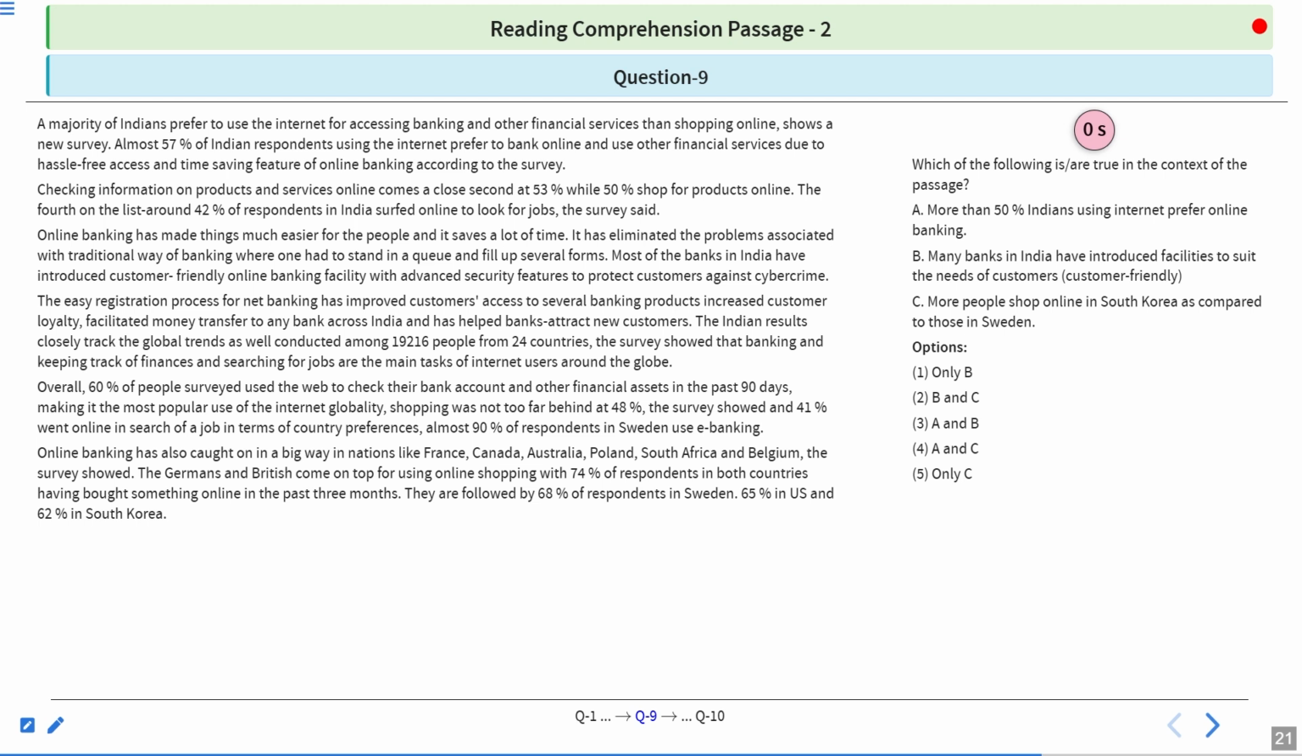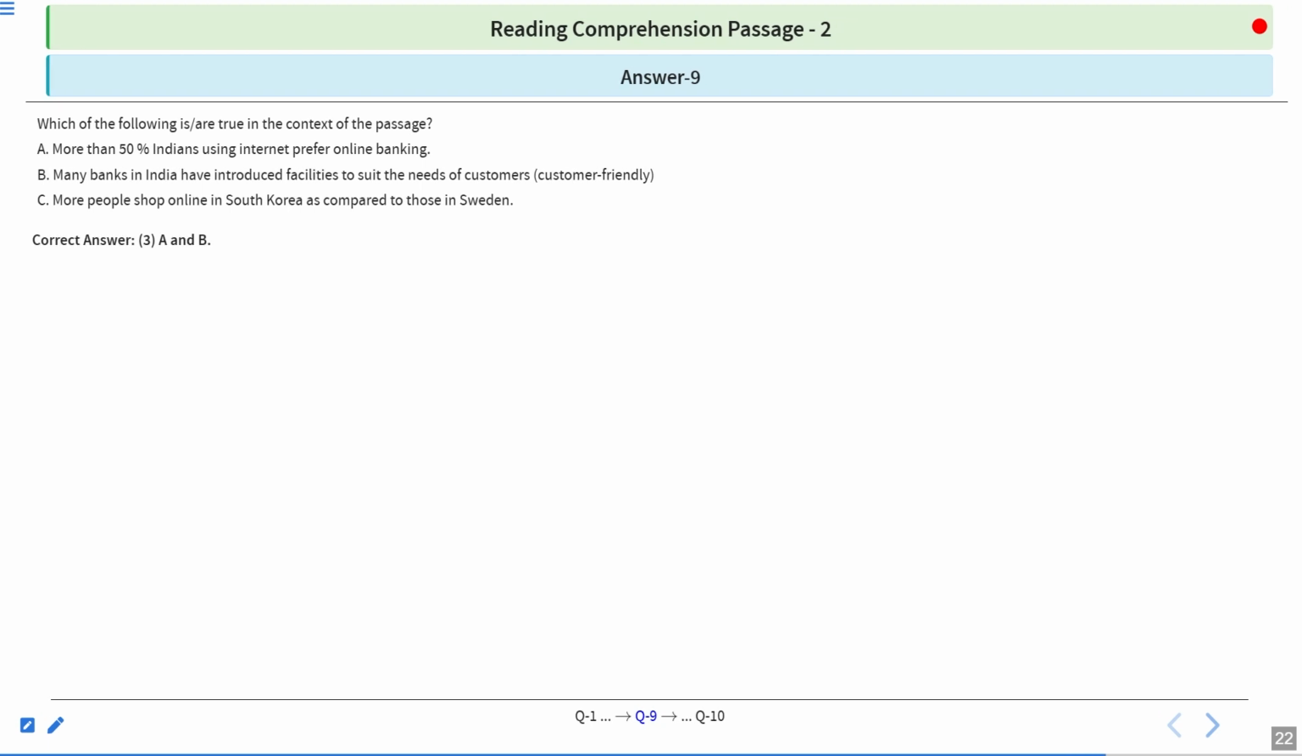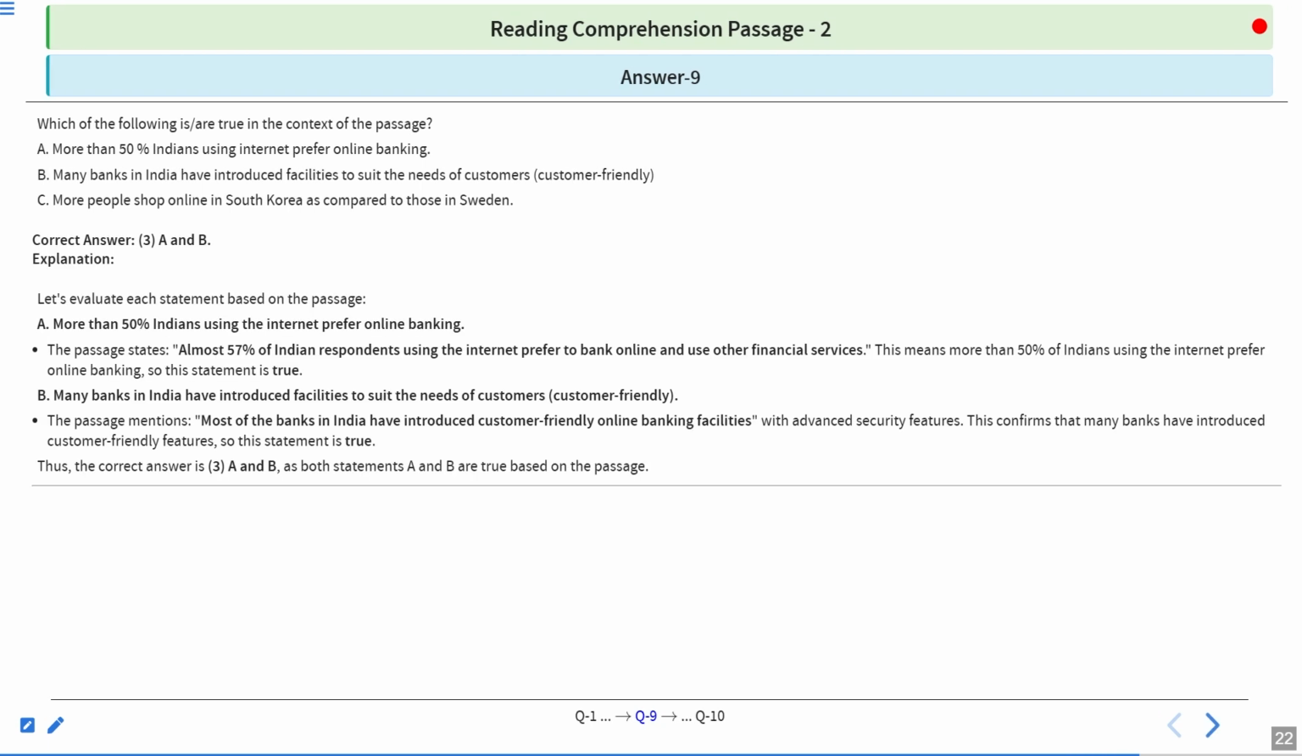I hope you have understood. Let's move to the correct answer. The correct answer is 3, A and B. And the explanation is, let's evaluate each statement based on the passage. A. More than 50% of Indians using the internet prefer online banking. The passage states almost 57% of Indian respondents using the internet prefer to bank online and use other financial services. This means more than 50% of Indians using the internet prefer online banking, so this statement is true.